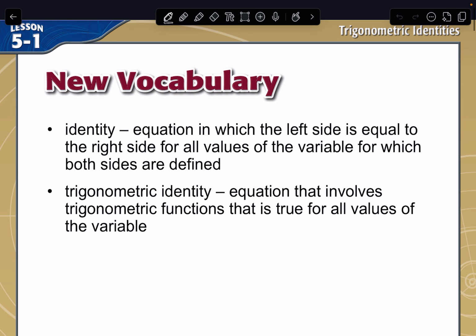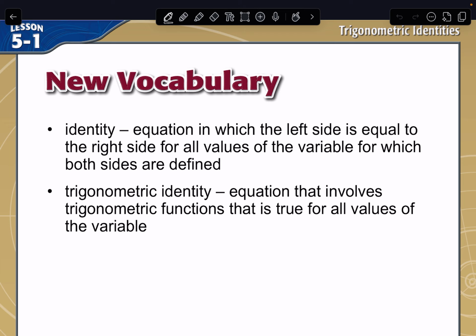Looking at Chapter 5, Lesson 1. So, Chapter 5 gets into trig identities. Some of these are going to look familiar. Some of them are going to look completely foreign to you because we haven't talked about them a whole lot.